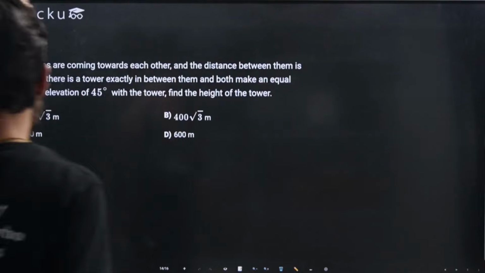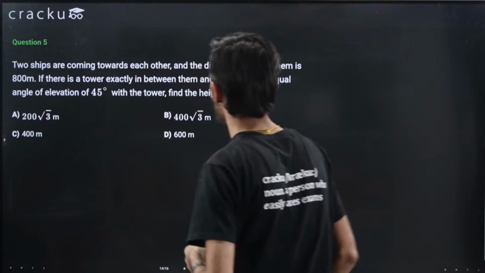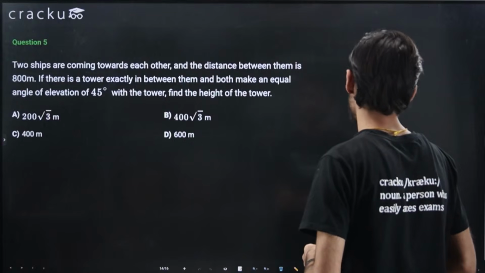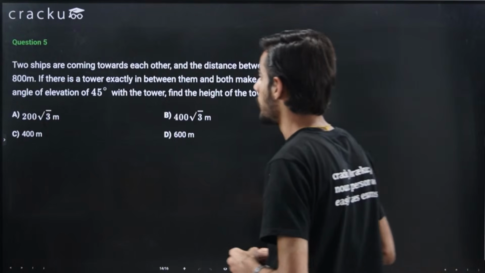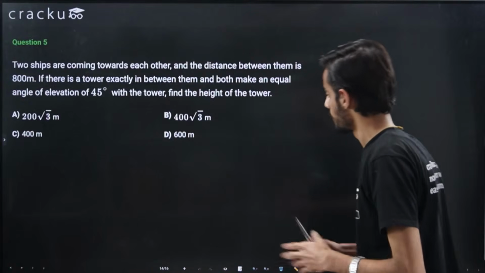Okay. So two ships are coming towards each other and the distance between them is 800 meters. If there is a tower exactly in between them and both make an equal angle of elevation, that is of 45 degrees with the tower, find the height of the tower.